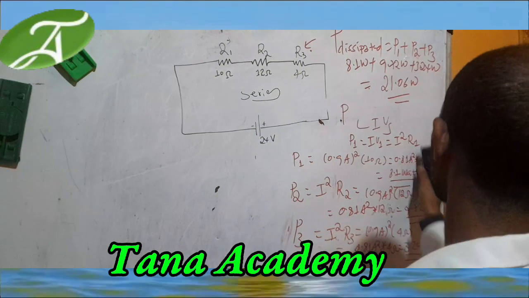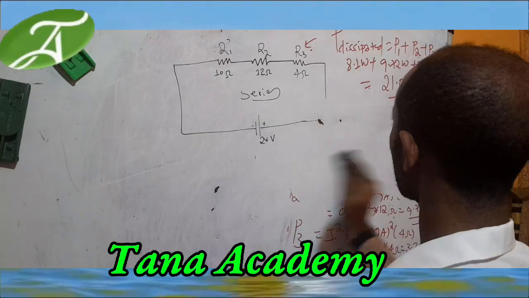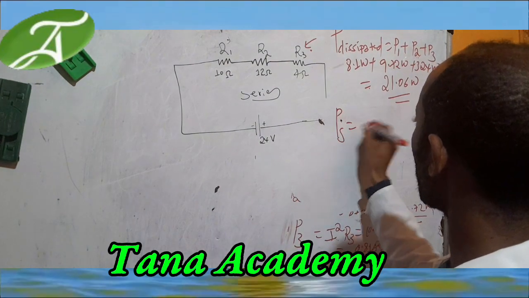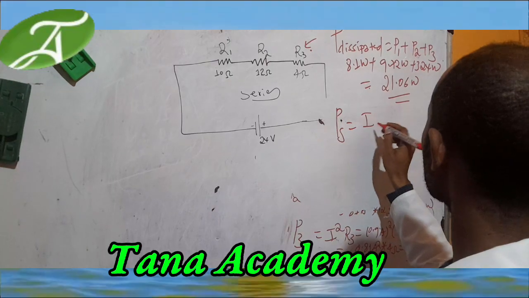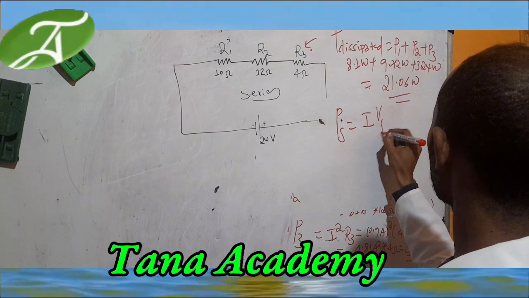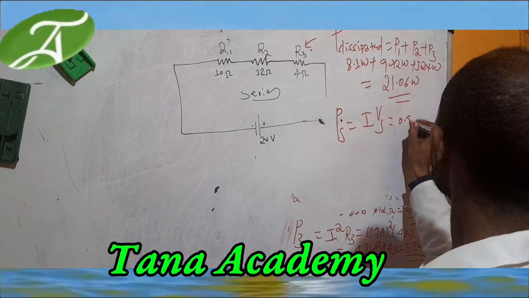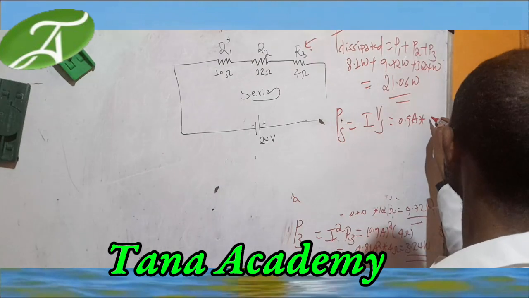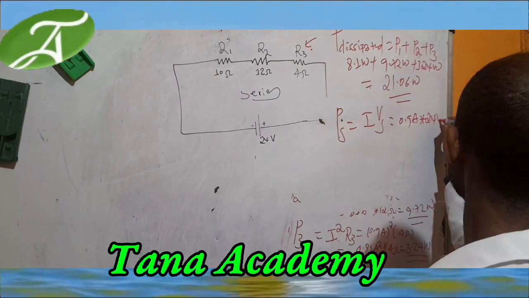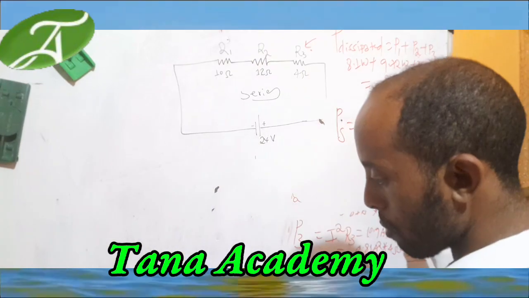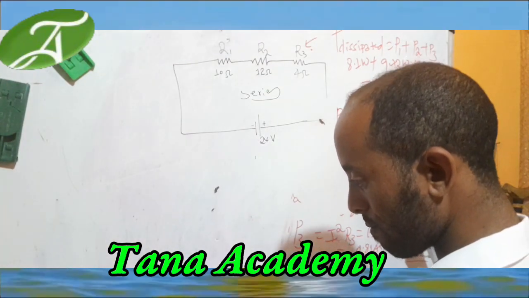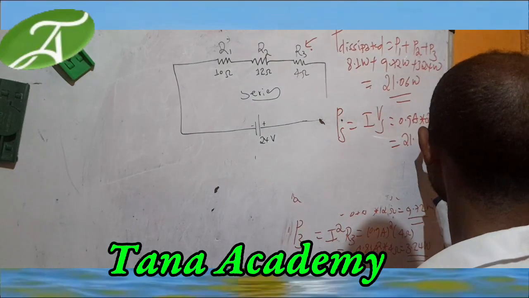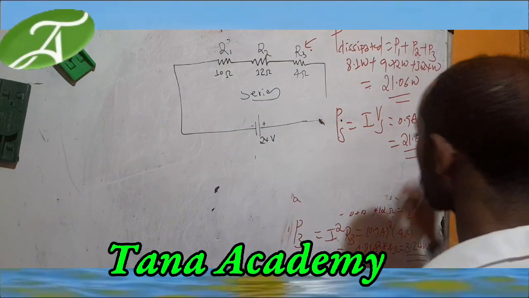But this is dissipated power. Source power is equal to I times V source. I is 0.9 ampere times V source is 24 volt. This is equal to 21.6 watts.